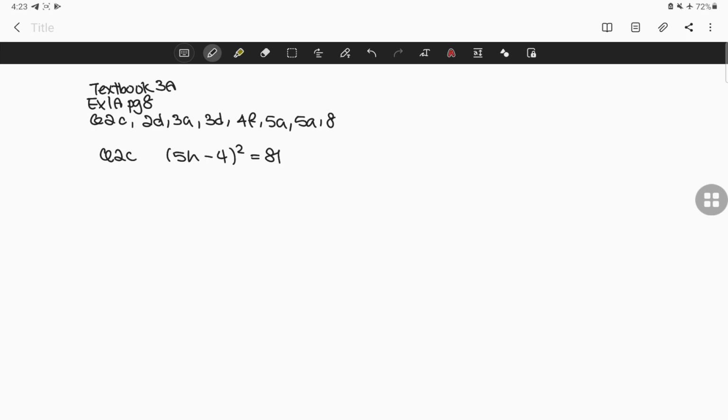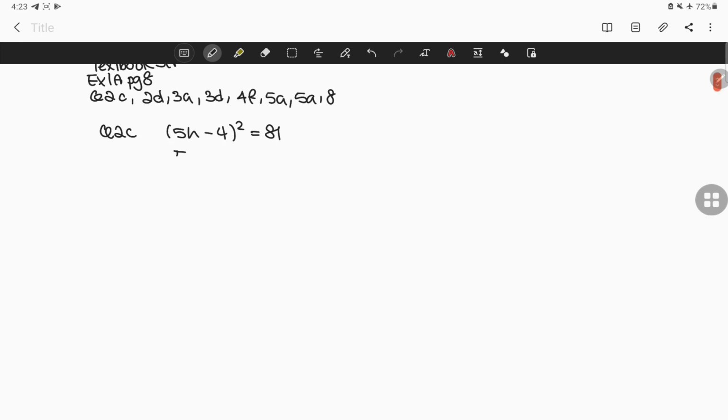So what does it mean by solve? It means that you're supposed to find out what h is. So first, since there is a square, we will square root both sides to form 5h minus 4, and this would then be equal to the plus minus square root of 81. So remember to have your plus minus sign in here.